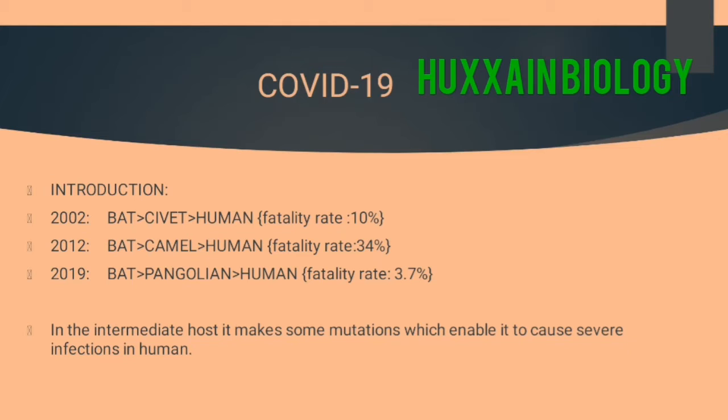But now, currently, it appeared in Wuhan city of China, and the primary host was the bat, and after that the intermediate host was the pangolin, and then it transferred to humans. The virus used the intermediate host for mutation, and after that mutation it was unable to cause severe infection in humans. The fatality rate, meaning the death ratio of this virus, is 3.7%.